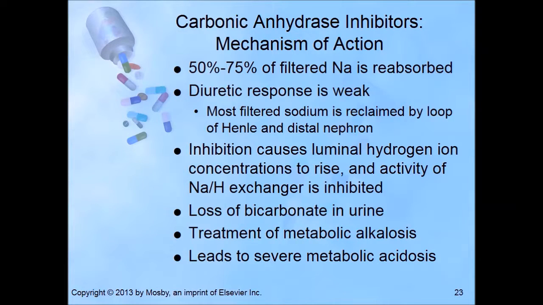The distal nephron sites are not able to reclaim all of the additional bicarbonate. As a result, bicarbonate is lost in the urine. This loss of bicarbonate can be an advantage in the treatment of individuals with severe metabolic alkalosis, in whom this bicarbonate loss can limit alkalemia. However, loss of urinary bicarbonate can also lead to severe metabolic acidosis.